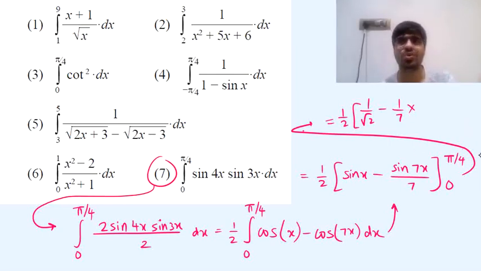So 7 pi by 4, if these are your quadrants, then pi by 4 is here, then 2 pi by 4 is here, this is 3 pi by 4, 4 pi by 4, 5 pi by 4, 6 pi by 4, and 7 pi by 4, you are right here.